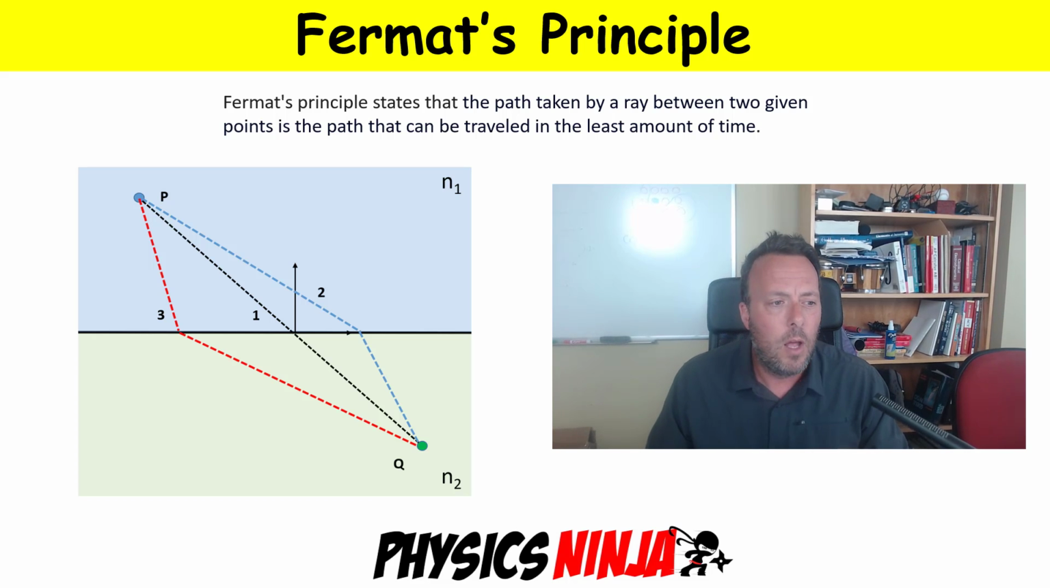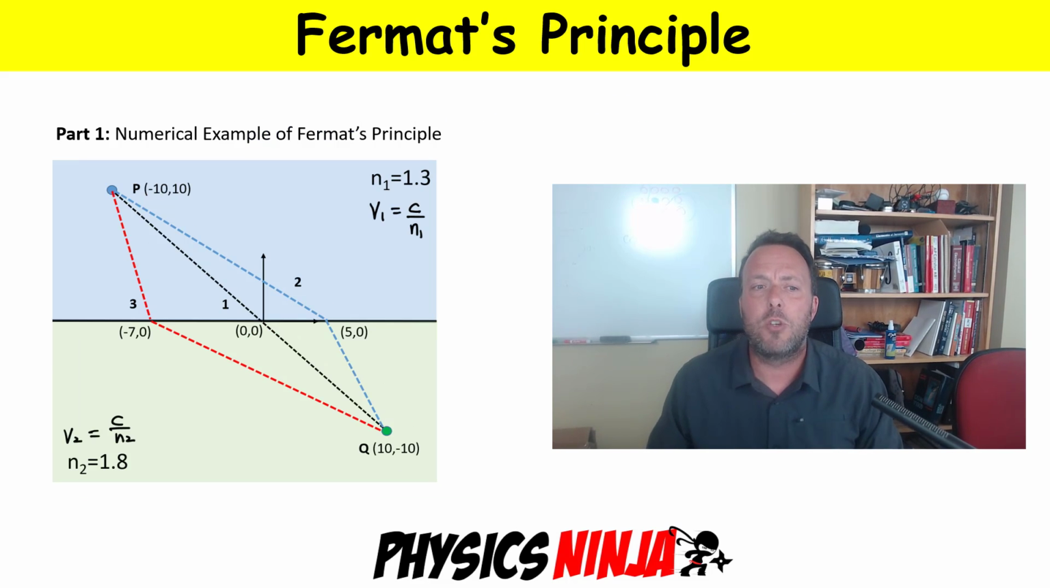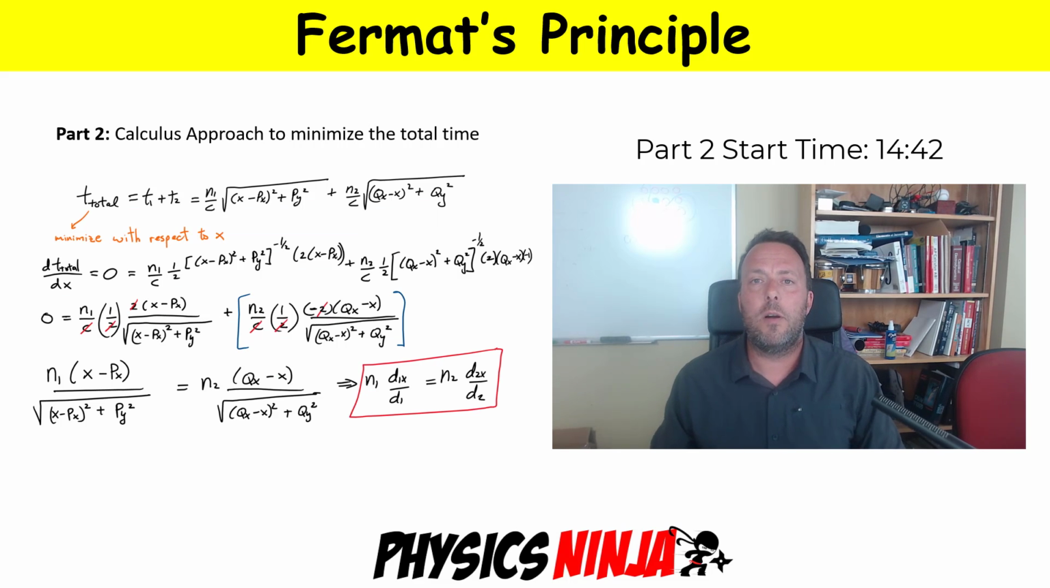All right, to illustrate this principle, what I'm first going to do is consider a simple numerical example. Okay, so part 1 of the video, we're going to plug in some numbers, calculate the time for different paths, and show that there is one that's going to be the shortest. Okay, in this part 2, what I'm going to do is a more rigorous calculus approach.